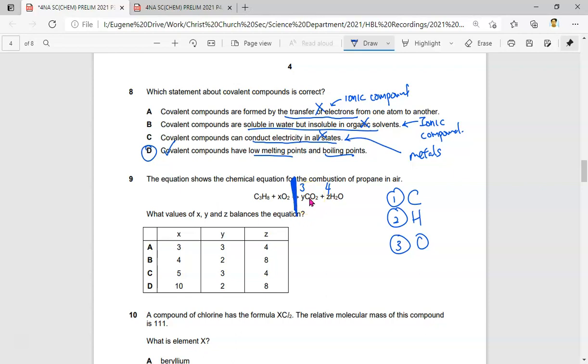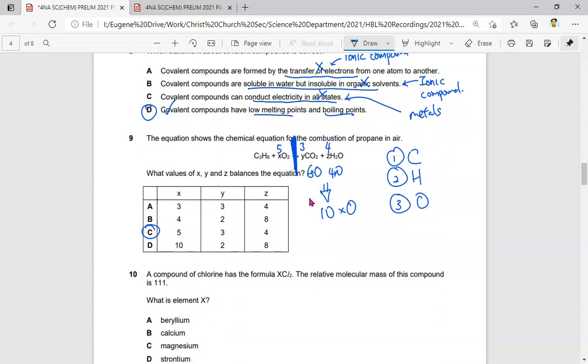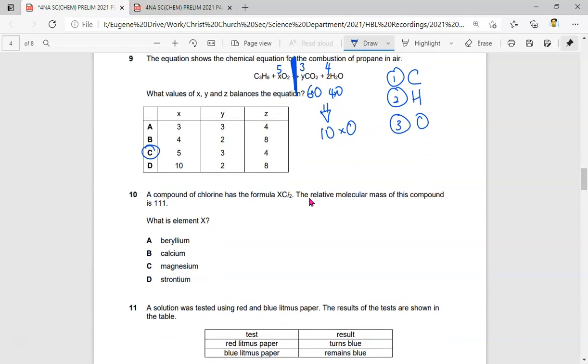The last thing I need to balance is oxygen. So here, I got 6 oxygen. Here, I got 4 oxygen. So in total, I have 10 oxygen: 6 oxygen plus 4 oxygen add up together to 10 oxygen. So I got O2 over here. How to make O2 become 10? So x must be 5. So therefore the answer here is C. Okay, so question 9 answer is C.